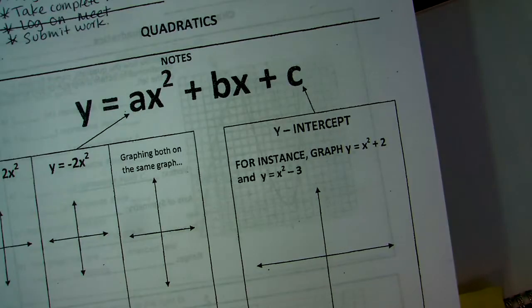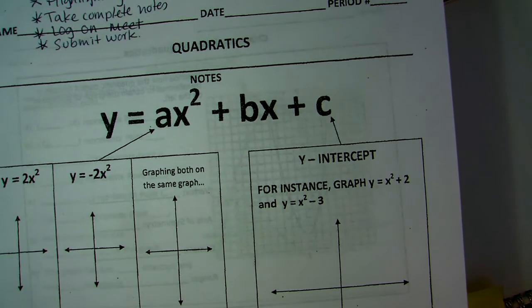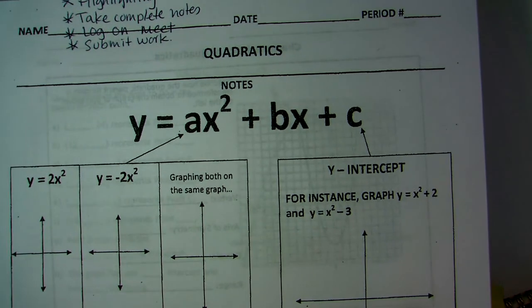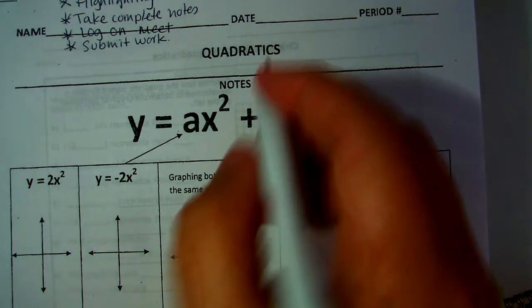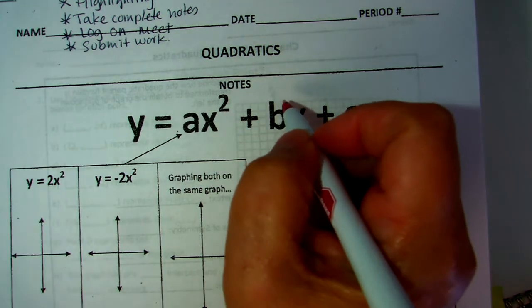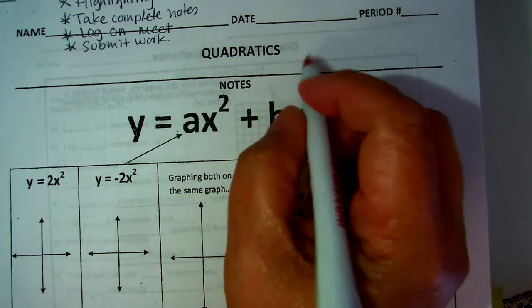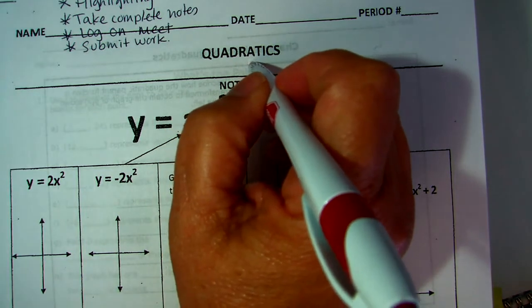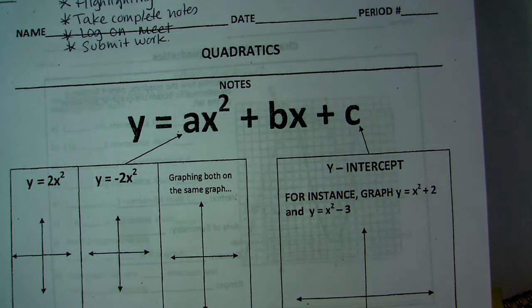So this is now the beginning of a new topic, and this is the last topic that we cover before we start working on study guides. That way we can get ready for our test, okay? So this topic is about quadratics. And you're going to see now that this is a different type of graph.